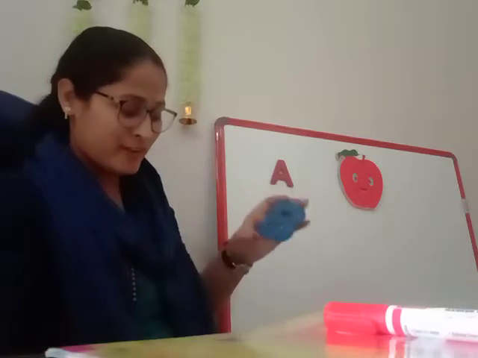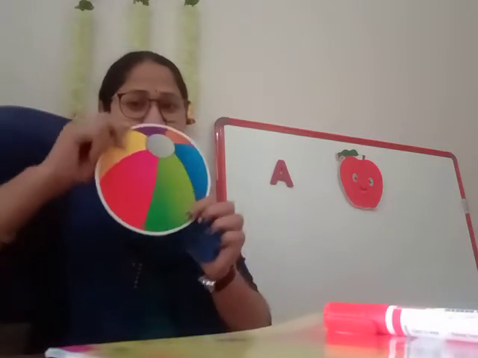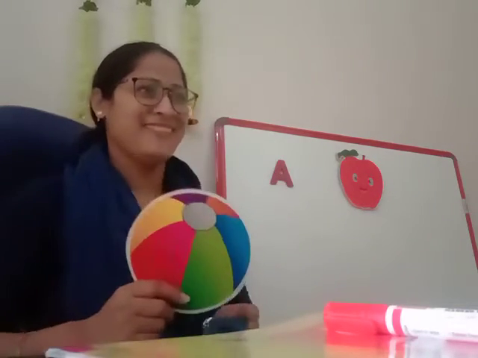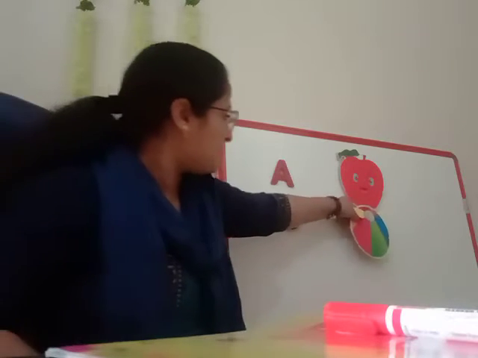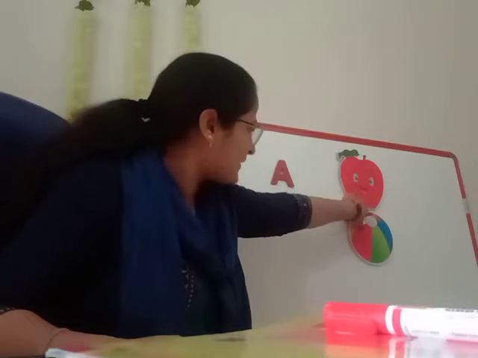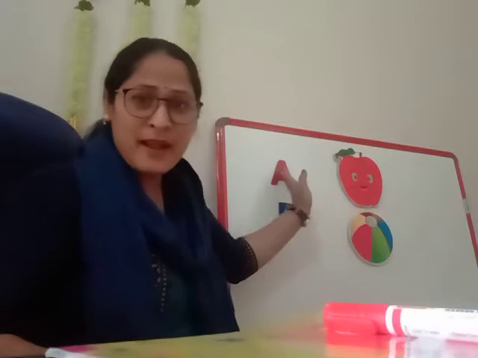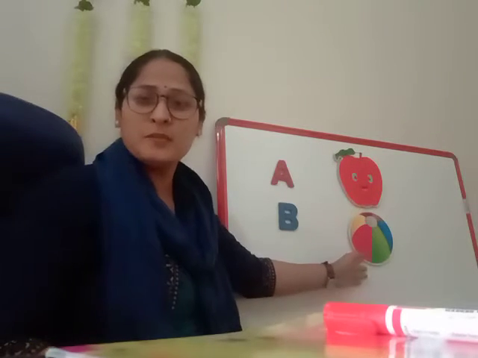Second number is B. B for book. B for ball. B for ball. A for apple and B for ball.